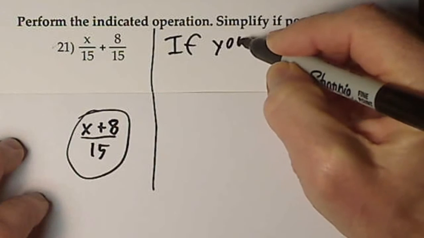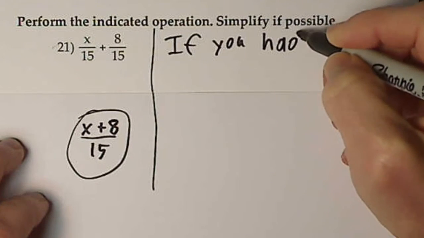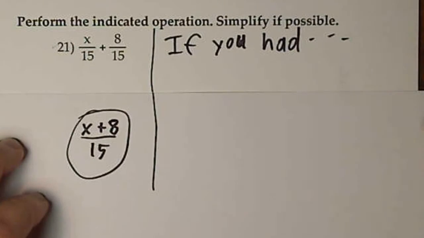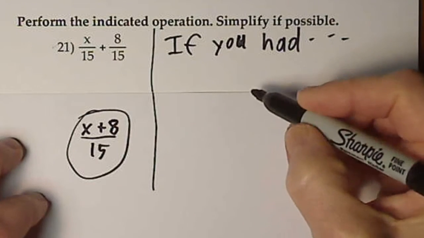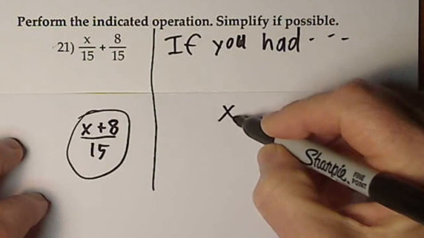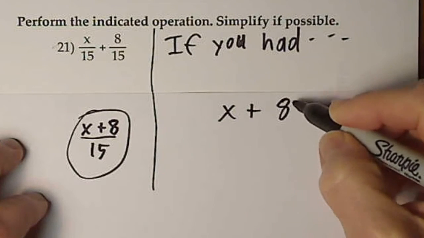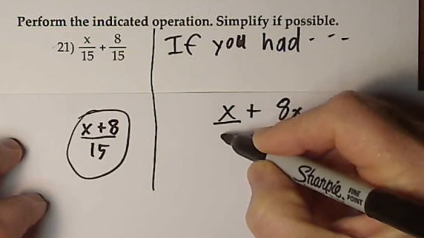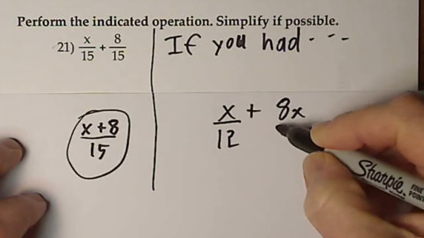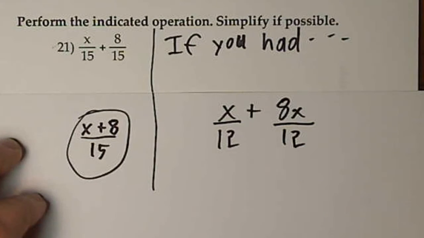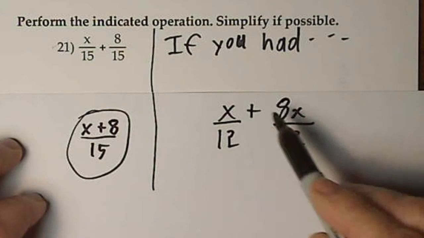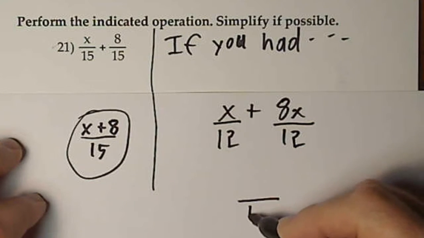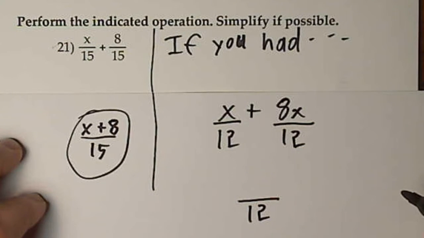If you had, alright, so here's a different one. Let's say x plus 8x, and let's put each of these over, we're just making up a number here. Let's have a 12 and a 12. Okay? In this case, you have common denominator, so you can add. Everything will be over a 12.